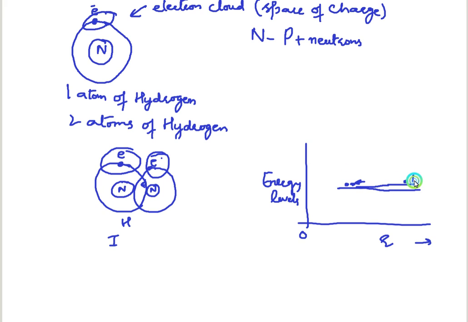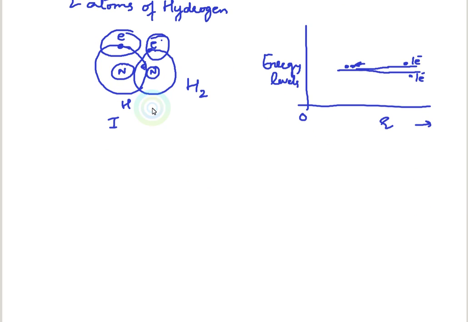First there was one electron here, one electron was here, for one atom. When they have come closer to each other, these outer energy levels are interacting with one another, and the two electrons which are here are interacting with one another, and the resultant molecule is H2. Any problem? No. Okay. This is the example with hydrogen.